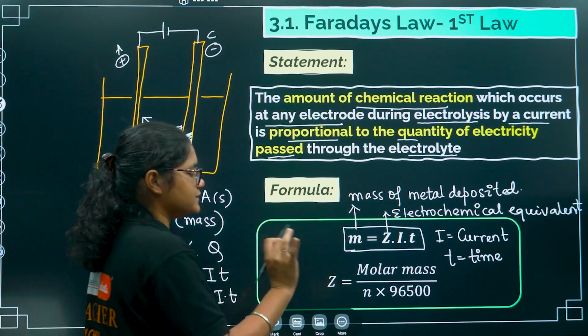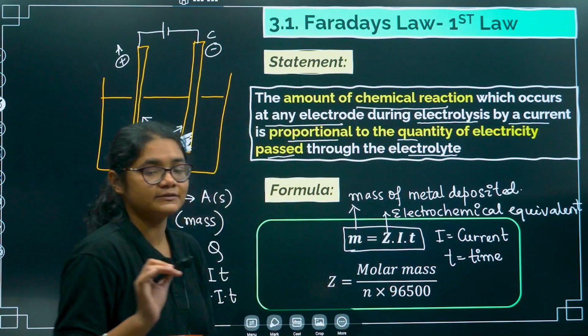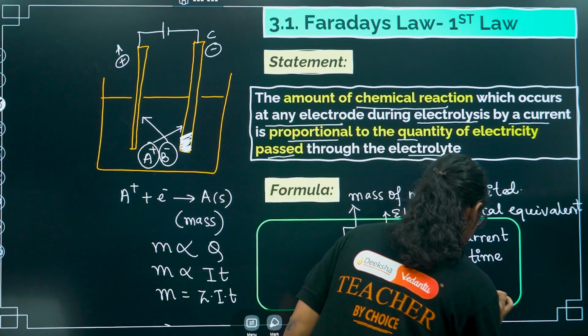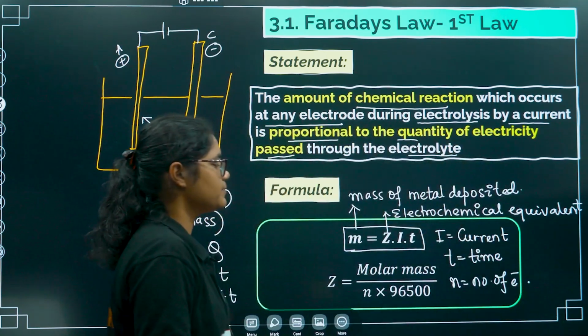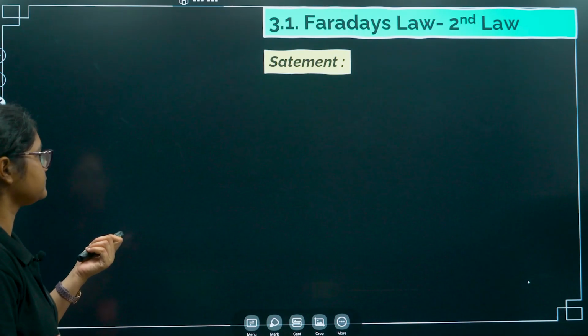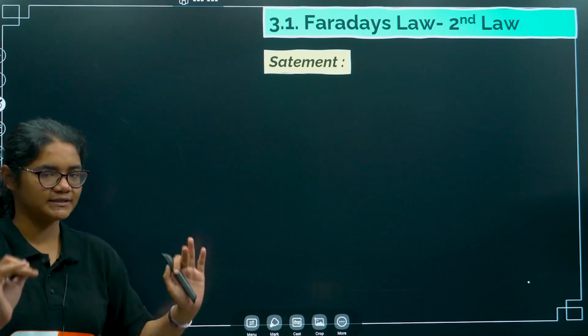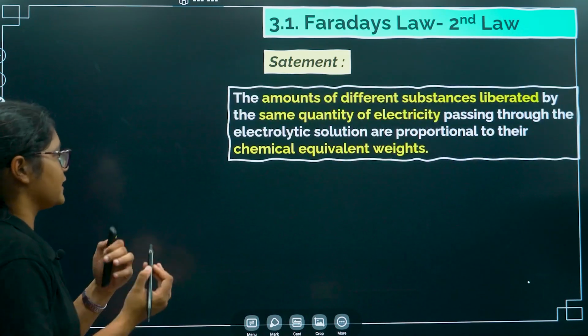Now how to calculate Z? Z is very simple: molar mass divided by N into 96500. What is this N here? N is the number of electrons used. We'll do a question from here, then it will be very clear. Let us first finish Faraday's second law, then we'll do questions from both the first law and second law. What does Faraday's second law say?